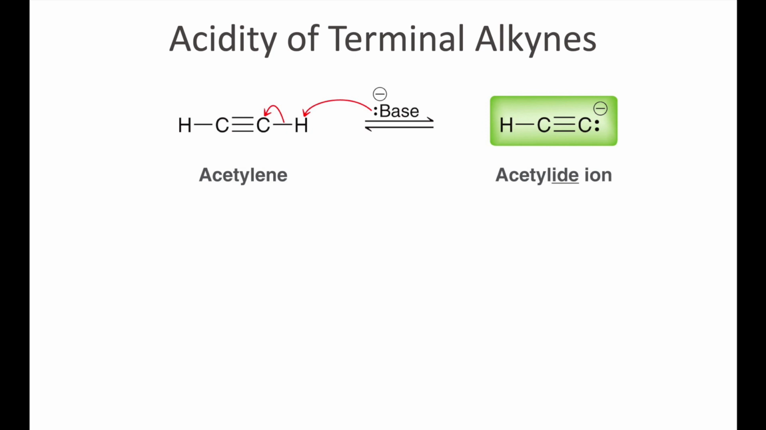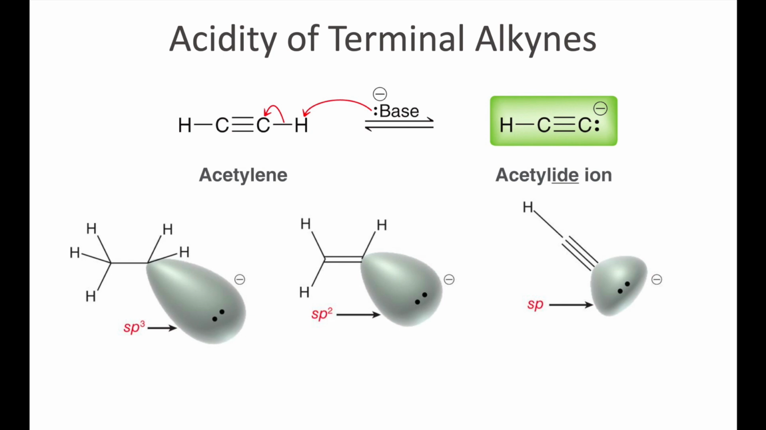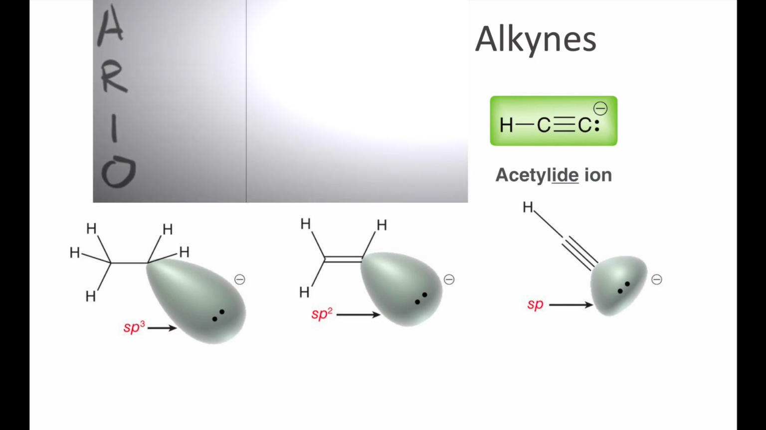To understand the acidity, let's take a look at its conjugate base, the acetylide ion. Remember how to qualitatively judge whether a proton is acidic. When you remove that proton and therefore generate a negative charge, if that negative charge is stabilized, is happy in that conjugate base, then it will be a relatively strong acid. So let's compare the negative charge upon deprotonation from an alkane, the alkene, and the alkyne.